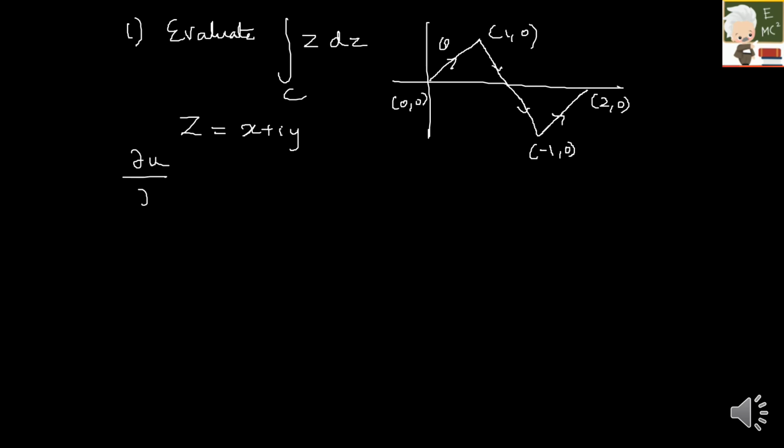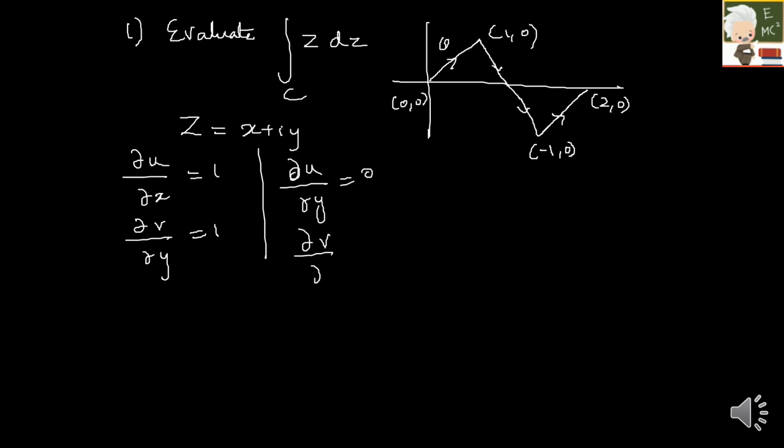So dou u by dou x is what? It is 1. Next is dou v by dou y. Dou v by dou y is nothing but again 1. Next is, sorry, dou u by dou y. It is 0. Similarly, dou v by dou x is also 0. So this is equal and this is also equal. So it is an analytic function. So they are given z is equal to x plus iy.